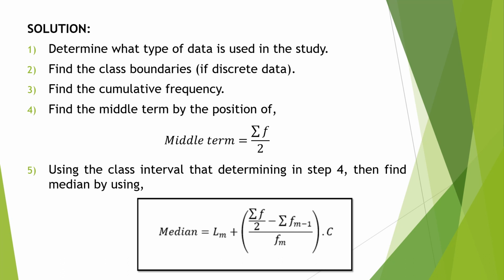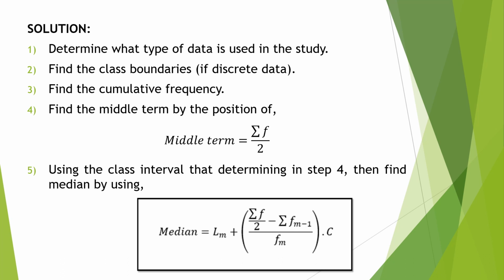Just now you have identified that it is a group frequency distribution. Now you can go to step number 2. You need to calculate class boundary if it is discrete data. Because you can see in this example there is no continuation from one class to another class, we call it discrete data. That's why you need to calculate class boundary. How to calculate class boundary? Lower limit you minus 0.5, upper limit plus 0.5. But if the question gives you continuous data, you can skip step number 2. Next, you find the cumulative frequency. How to calculate cumulative frequency? You add the frequencies.